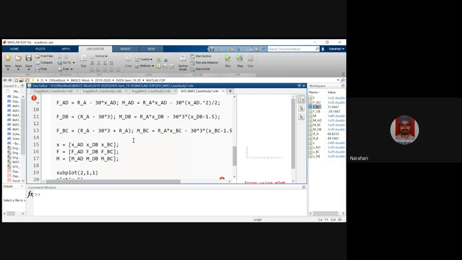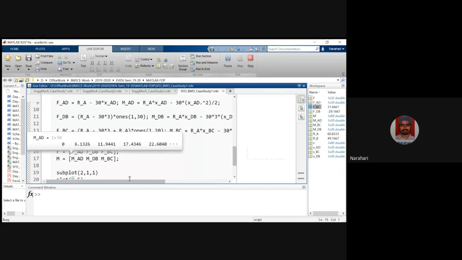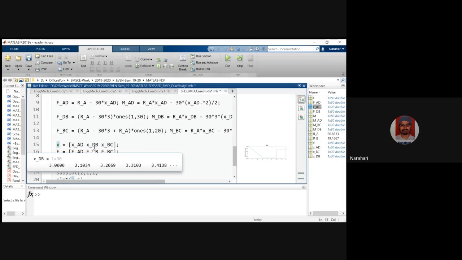So what I will do is multiply this by one simple row vector of ones, so that I get the same size. I'll just copy paste this, it is 20. Now if I run this code again, that error will disappear. You can see this is now 1 cross 20, same as this one. Similarly, this is 1 cross 30, this is also 1 cross 30. Is it clear now?